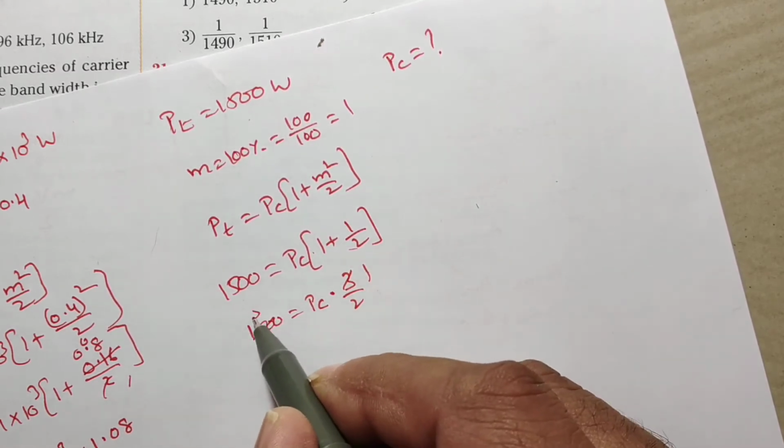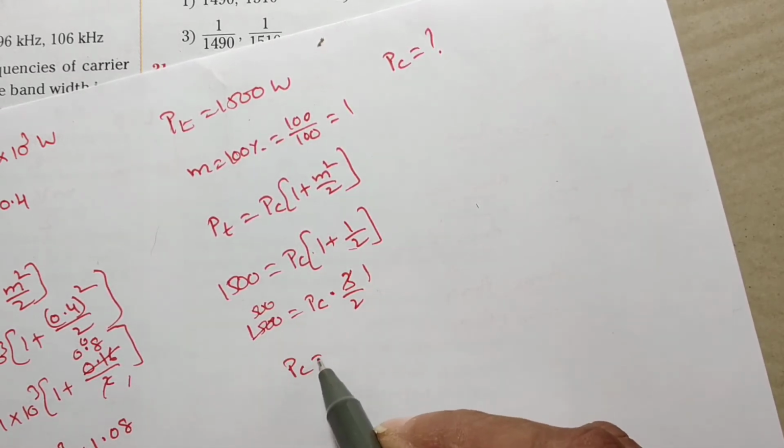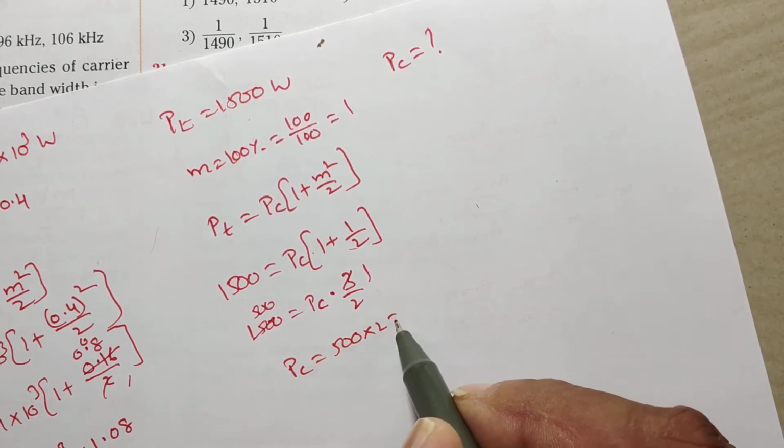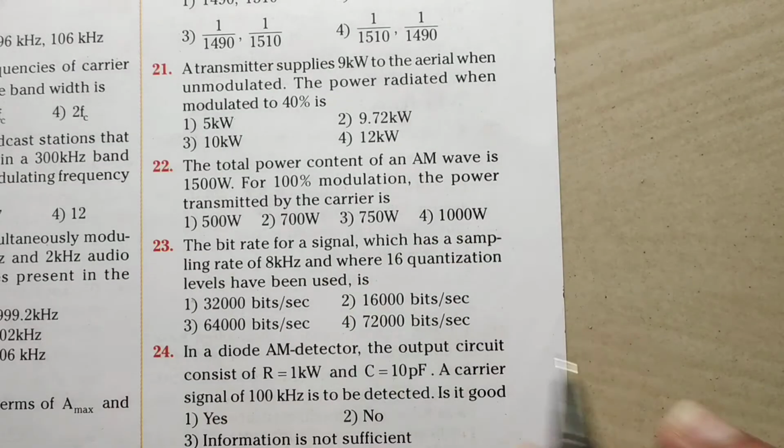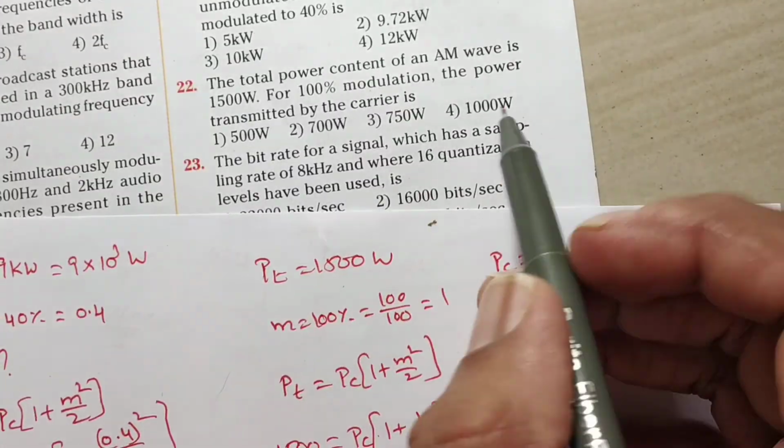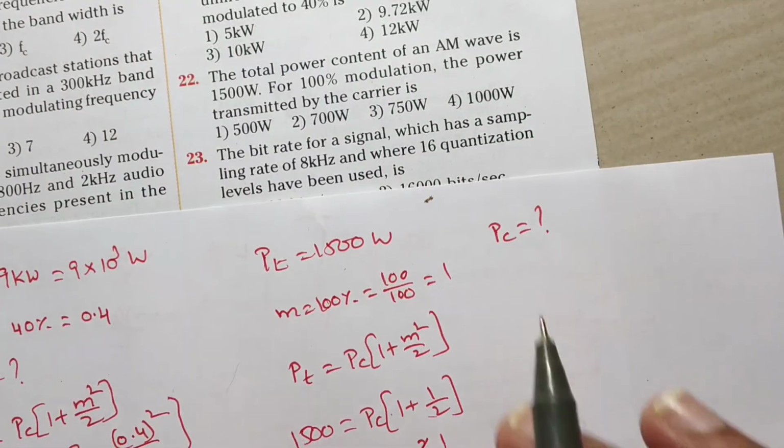So 1500 is equal to PC into (1 plus 1 by 2), which means 3 by 2. 3 ones are 3, 500s. PC is equal to 500 into 2, that means 1000 watts. So the fourth option is the correct one.